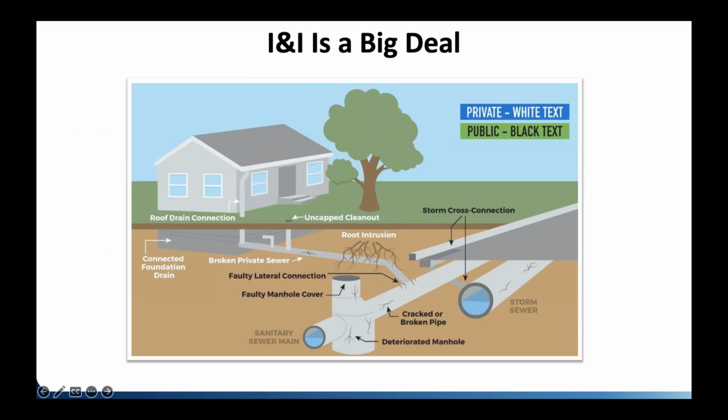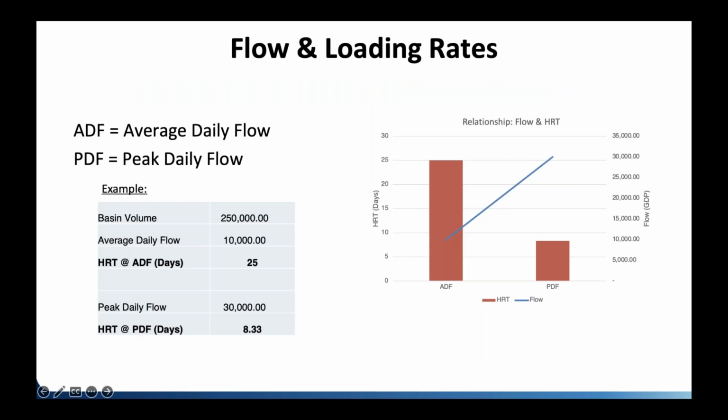Infiltration and inflow is a big deal. The reason is that when it rains, a lot of water will get into your collection system that will then flow to your wastewater treatment plant. This means you could have a massive influx, okay, of additional water that you don't normally have, and you're going to see a reduction in your hydraulic retention time, okay?